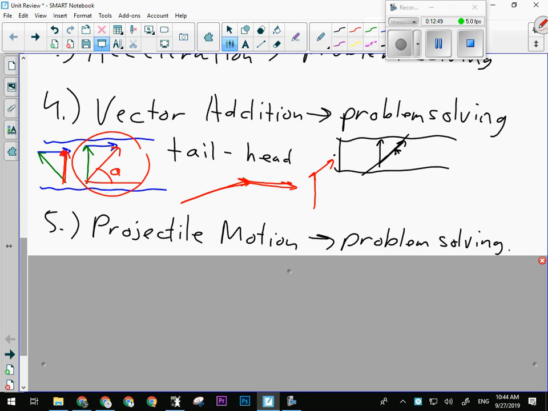Then, lastly, projectile motion. You're going to have one of each. There's one projected at an angle. There's one projected horizontally. We've gone over both types, and that's what we're going to do on Monday.